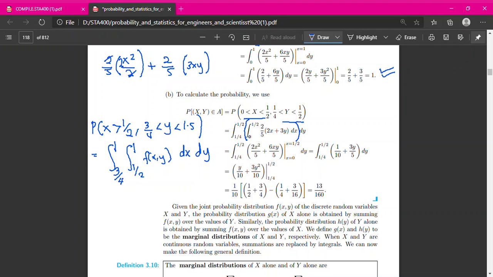Integrate dulu with respect to x, and then the function kat dalam ni, y treat as a constant, and then selesaikan untuk x dulu, baru you integrate pula with respect to y, then you akan dapat nilai probability.